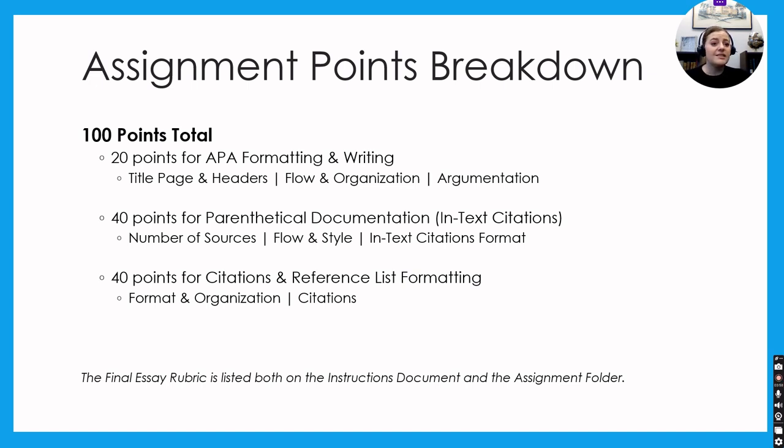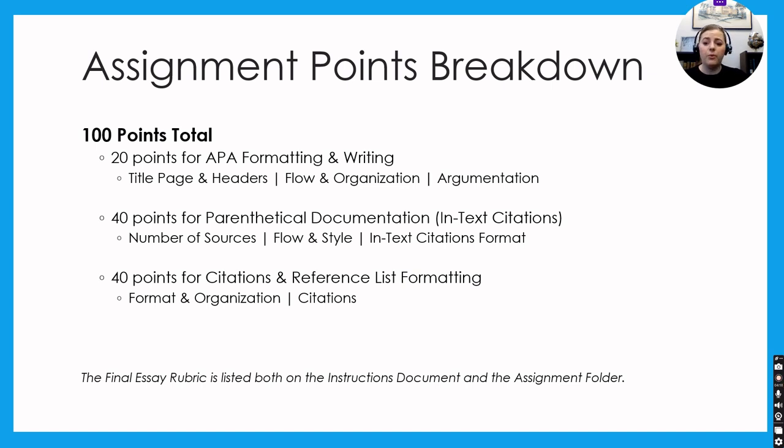This is your in-text citations. So it's the number of sources you used, and the flow and style. How did you introduce them? Is there a variety there? Is it all kind of flowing together, or is it just kind of plopped in there? Also, I'm looking at your in-text citations formatting as well. So that's going to be 40 points of that 100.